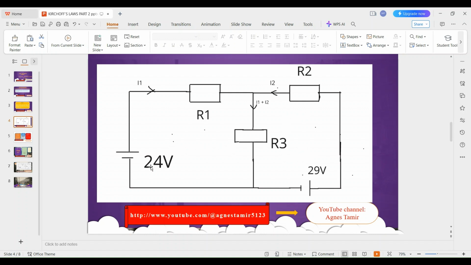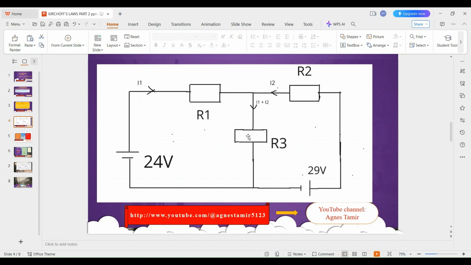Now, remember we said that current flows from a high potential to a low potential. Therefore, this will be positive 24. This is positive to negative, that is a negative voltage drop. Therefore, it will be negative 3 I1.